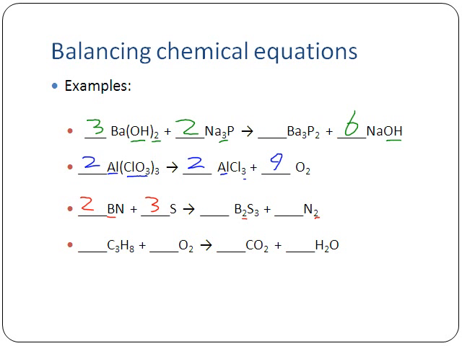Now, one quick note here. I want you to notice something. Could I have balanced this by doing something like this, putting a 4 and a 6 and a 2 and a 2? Would that balance? I'd have 4 borons.